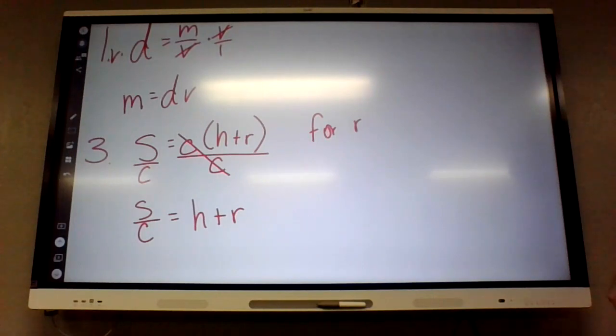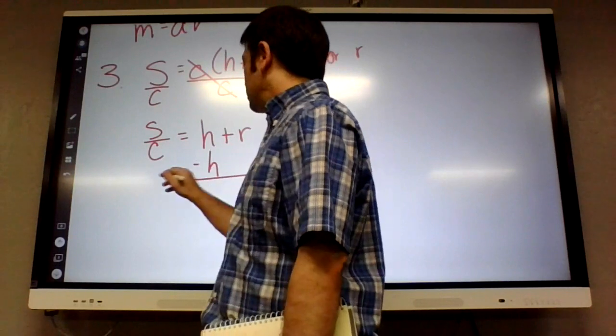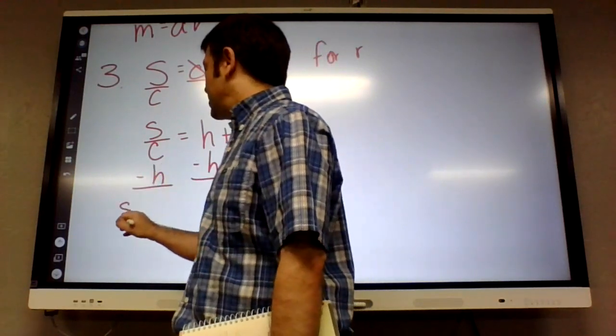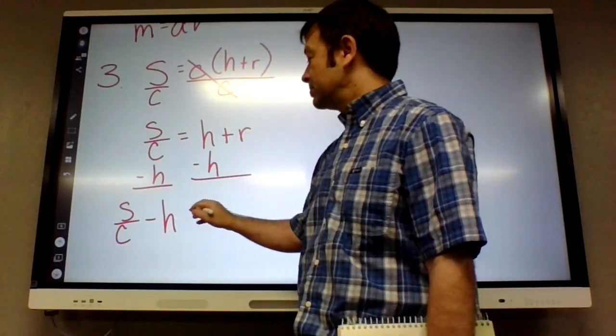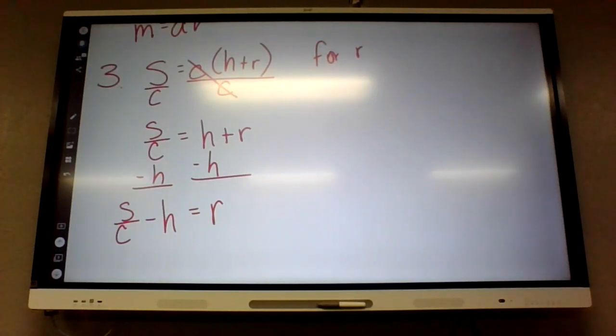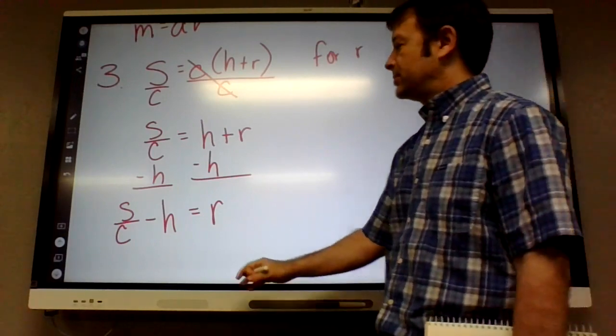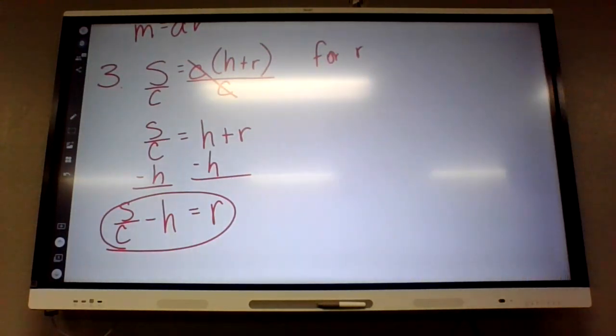Okay, now what, Linux? Minus H. Minus H, good job. Nailed it. All right, so we got S over C minus H. So notice H is not divided by C. Then I jump to number, what, seven?